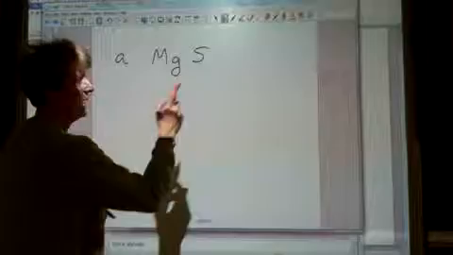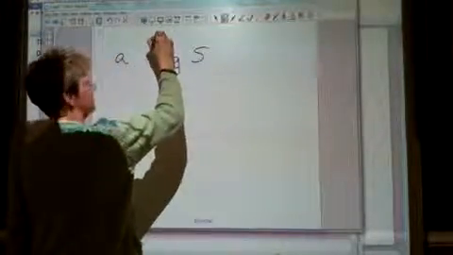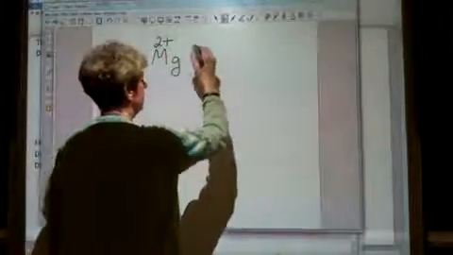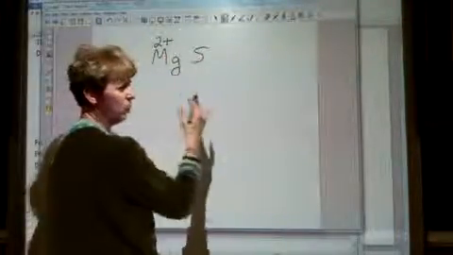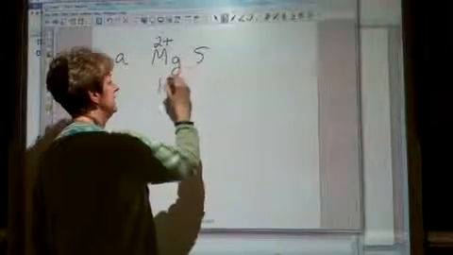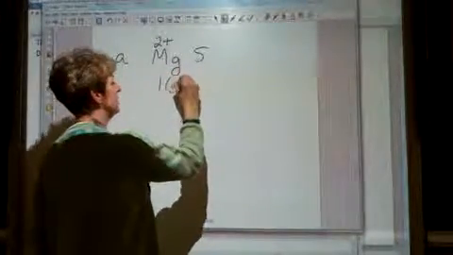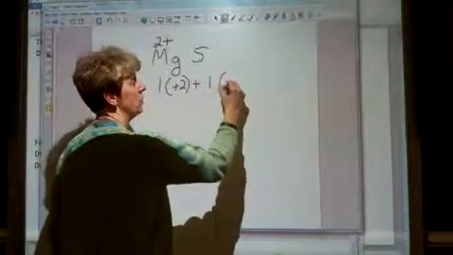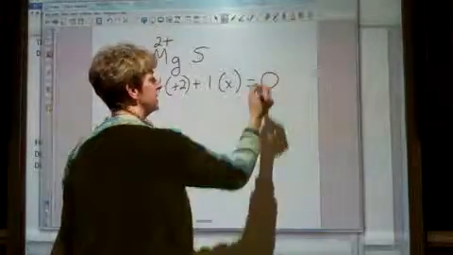Let's remember, magnesium's in group 2, so it's always going to be a 2+. Now, 2+ plus what equals 0? What do you mean, what? What oxidation number? So, I have 1 magnesium, looking at the subscripts, that's a +2, and I have 1 sulfur that I don't know its oxidation number. It's going to be 0.